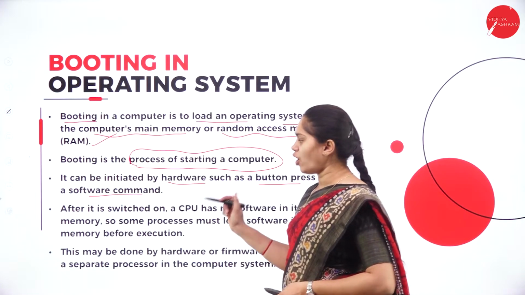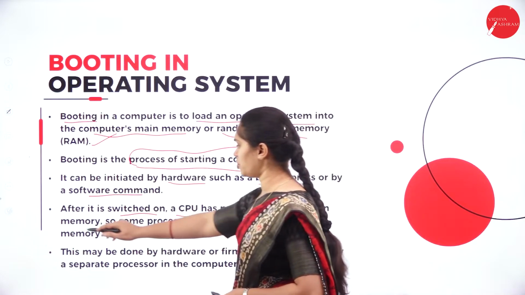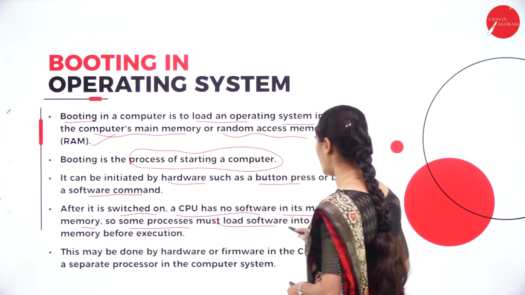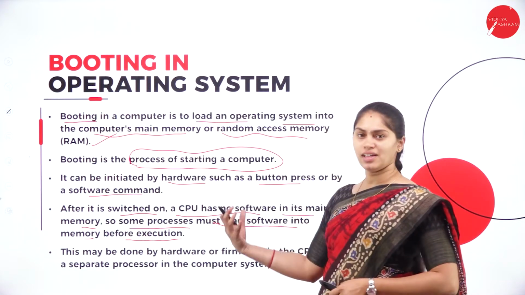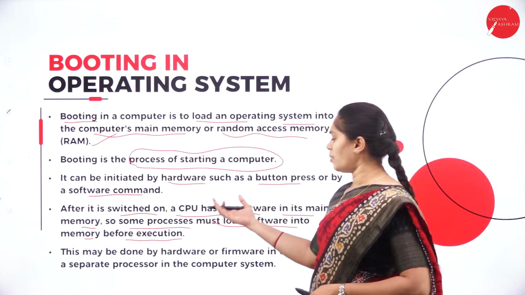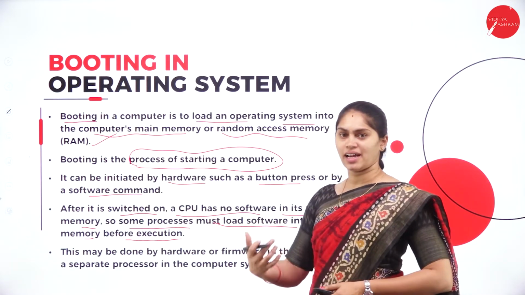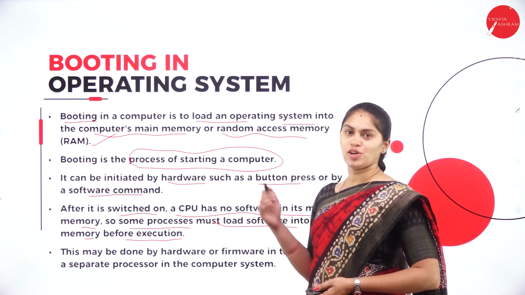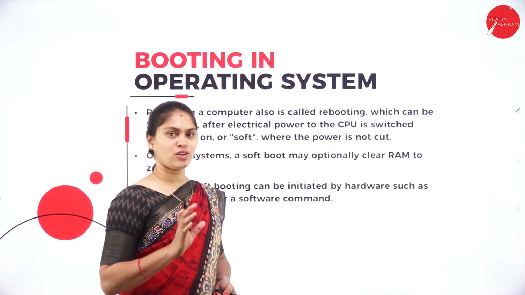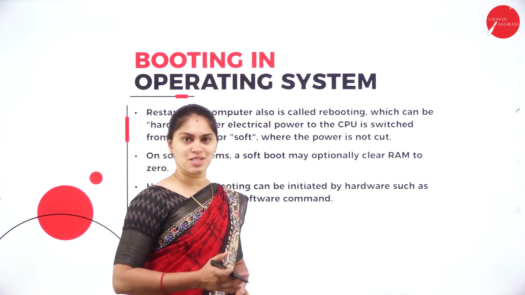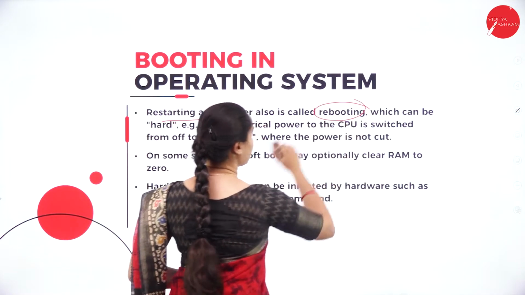And after it is switched on, a CPU has no software in its main memory. So some process must load software into memory before execution. So when we turn on the system, the operating system is copied to the computer's main memory. Then we can get the work done. So now we know what booting is. What if I want to restart a system? If we are starting a computer, that is booting. If we are restarting a computer, then we call that rebooting.